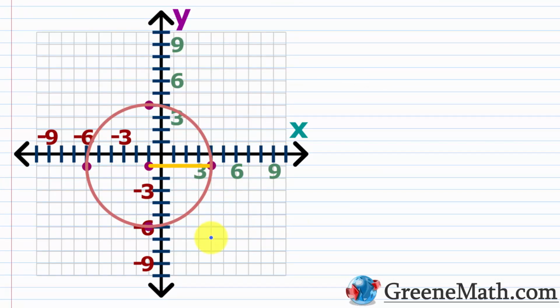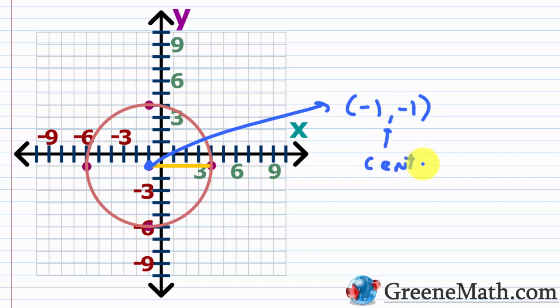Looking at the graph of this guy, it's already pre-drawn for us to make it a little bit cleaner. Also, I'm a terrible drawer. I want you to notice that you have the center, which is plotted here. We already know that this occurs at negative 1 comma negative 1. So this is my center, and we already know that the radius is 5.